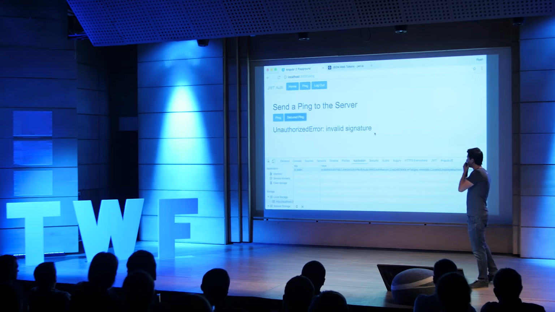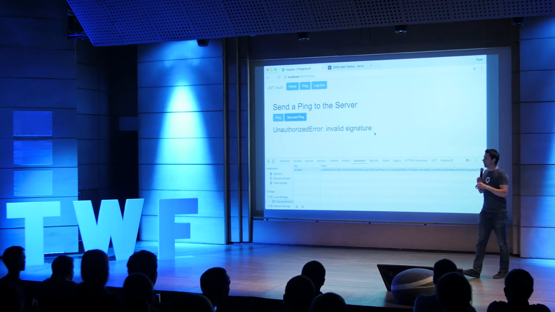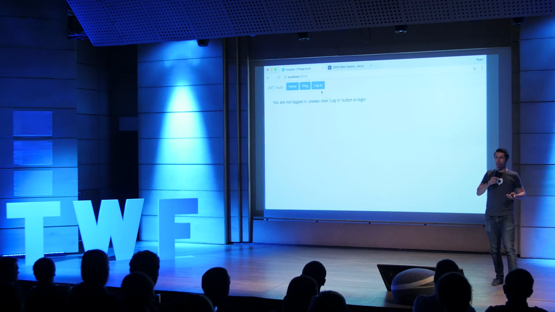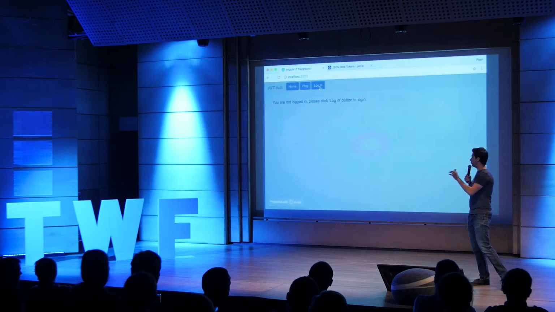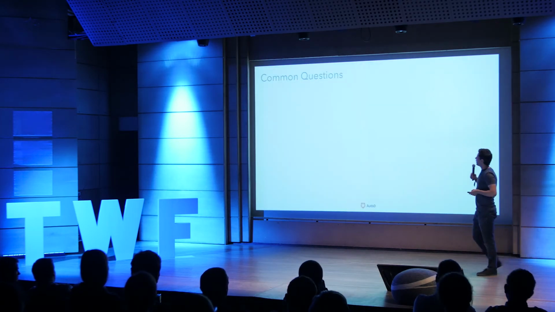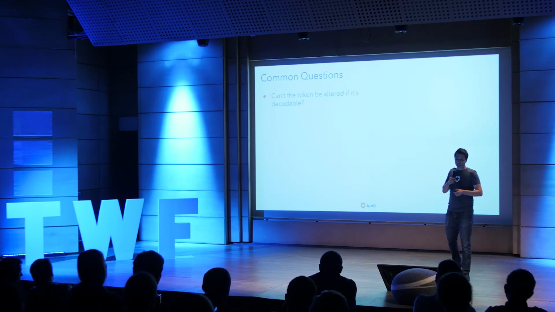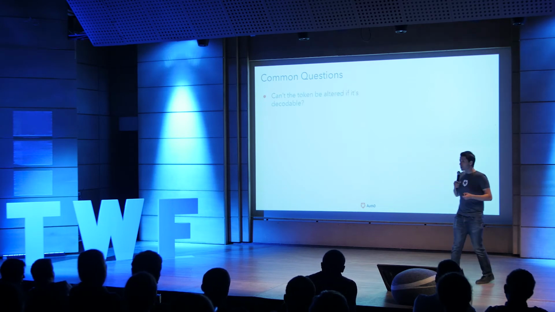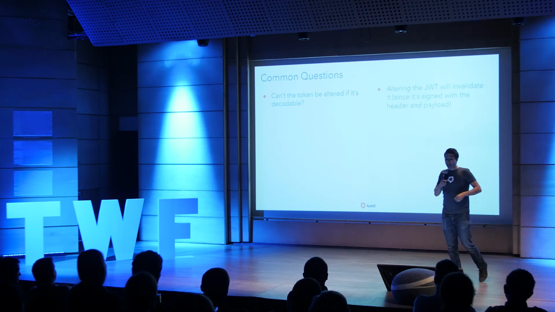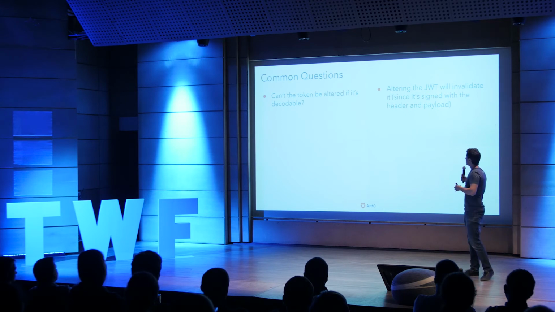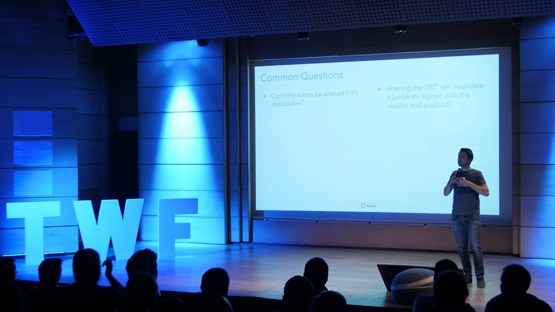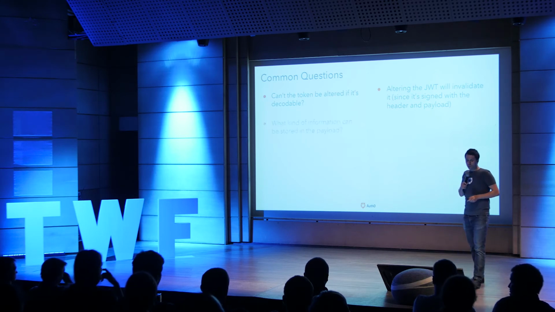So I hope you can see how this works out. We've got this client-side way of knowing these claims, these assertions about a user, and we tell the server that the user is good to go. There are some common questions that come up when we're talking about JWTs. The first one is, can't the token be altered if it's decodable? Like we just saw in that example, as soon as you make a change to it, it's going to throw the whole thing off. It's going to completely invalidate the token.